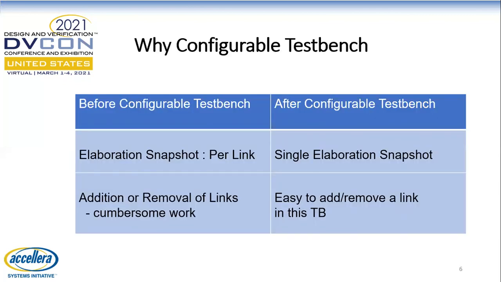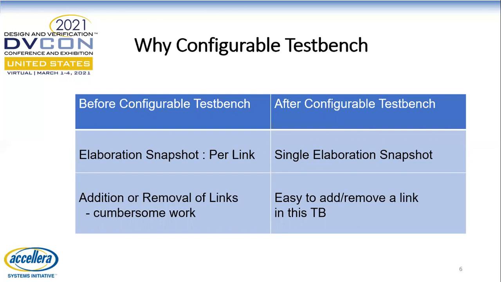Moving to next slide, why configurable test bench? In our test bench environment, before the configurable test bench, elaboration snapshot was unique per link, or here link means controller. So for each PCI link, it was unique. Hence, it occupied more space and time. But with configurable test bench, we have single elaboration snapshot for multiple links.